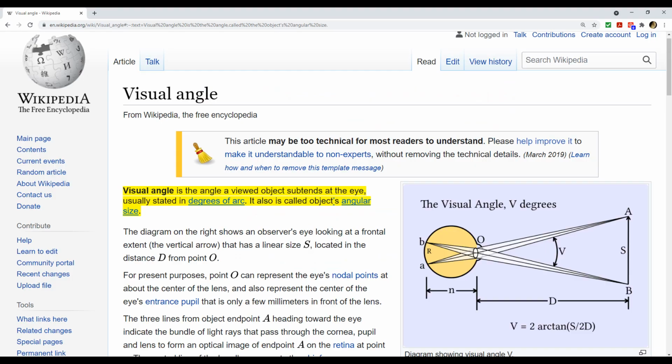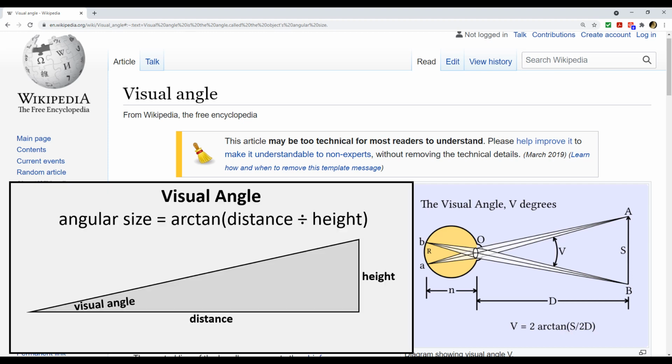So what is the visual angle? The visual angle is the angle a viewed object subtends at the eye, usually stated in degrees of arc. It is also called an object's angular size. And over here, there is a trigonometric formula to calculate that angular size. Now, when objects are far away, you can simplify that calculation by using this trigonometric formula right here. It will give you the same answer.